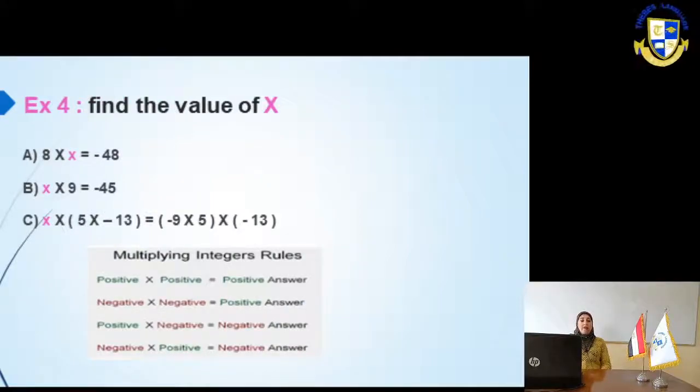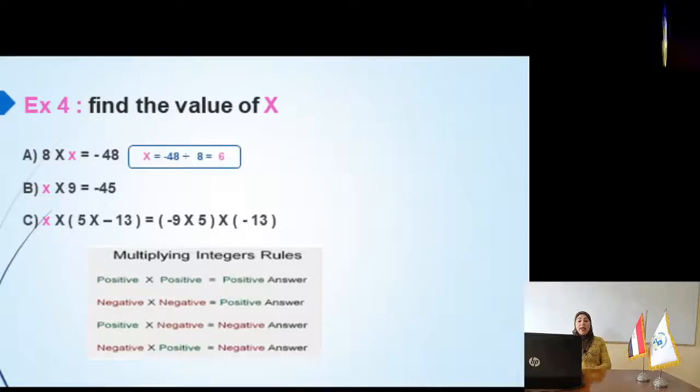Okay? Let's see another example. Find the value of x. Letter A, 8 multiplied by x equals negative 48. How could I find this answer? We could use the equation steps. So I'll ask myself, which number multiplied by 8 equals negative 48? It will be negative 48 divided by 8, which equals, sorry, negative 6. Negative 48 divided by 8 equals negative 6.